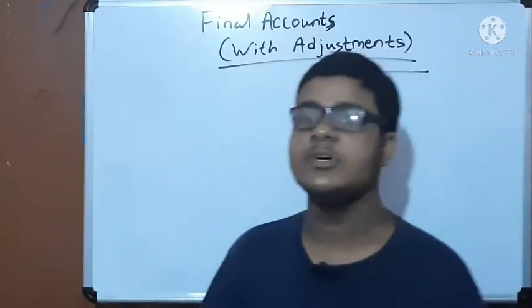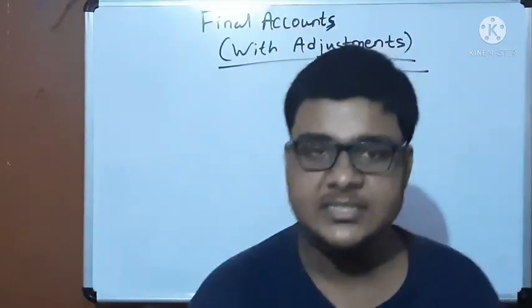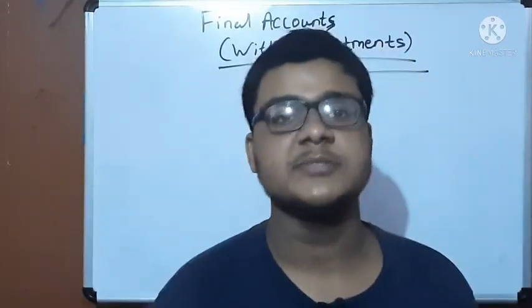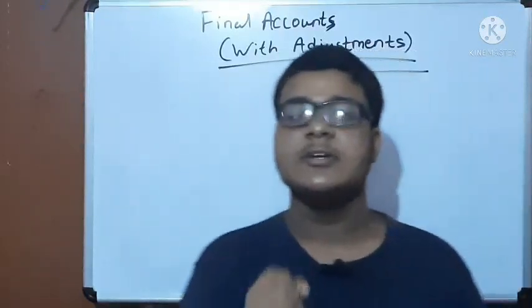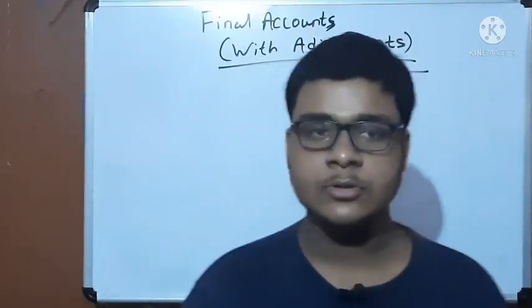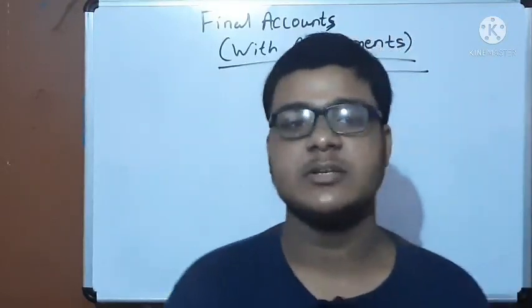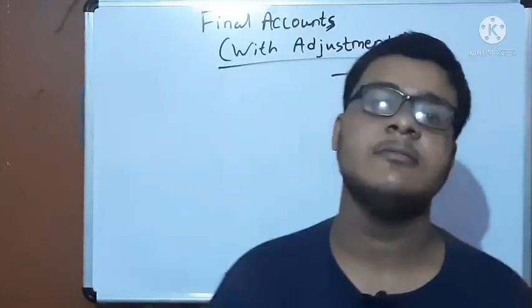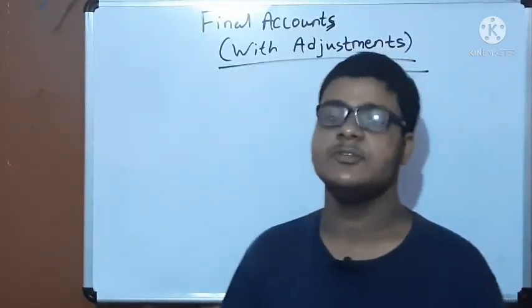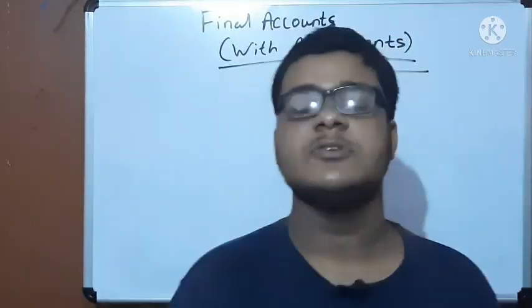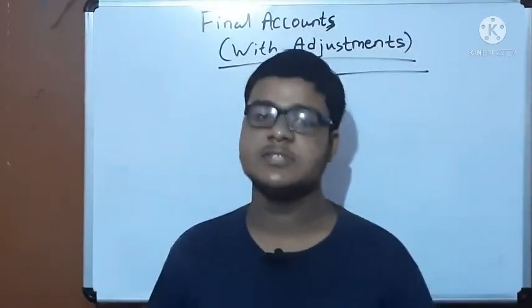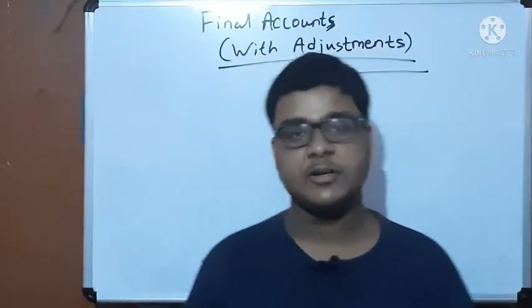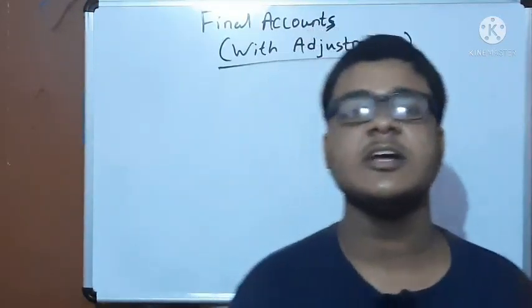So what are adjustments? Adjustments are the transactions which are recorded below or outside the trial balance, in order to make an entry in the final accounts. We have read that final accounts are prepared at the end of an accounting period, and the final accounts or financial statements are of two types. What are the types? Income statement and positional statement. Income statement consists of trading account and profit and loss account, and the positional statement consists of balance sheet.